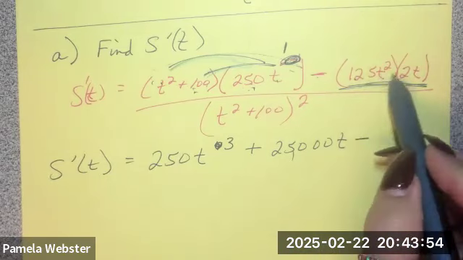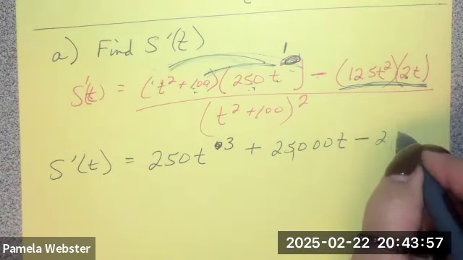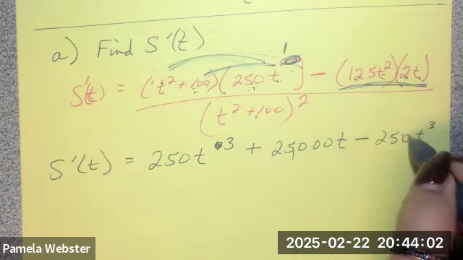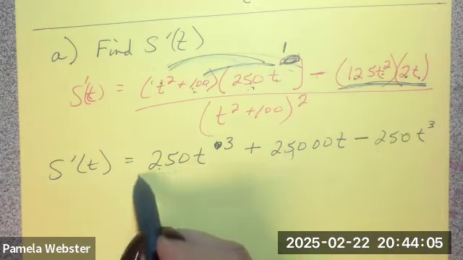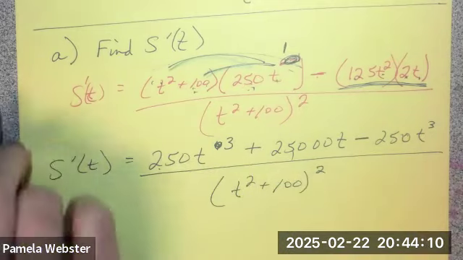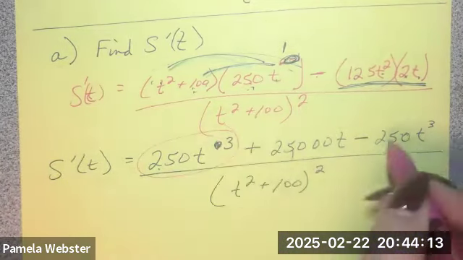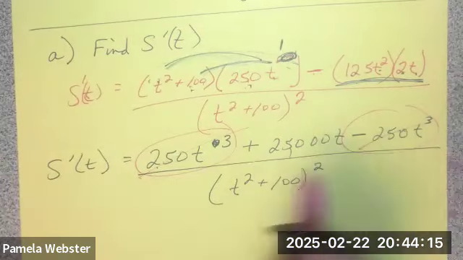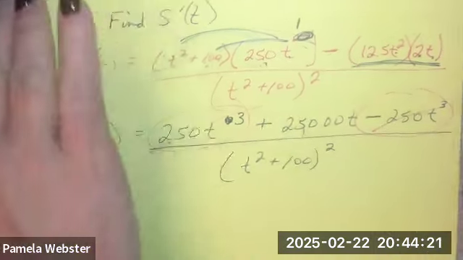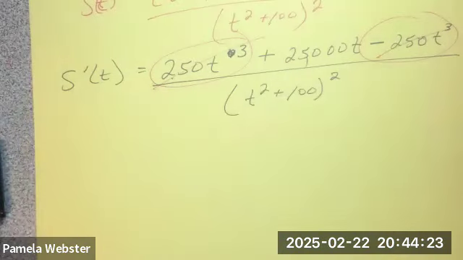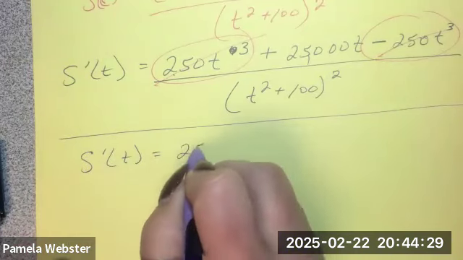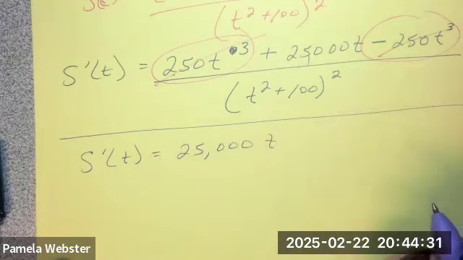It's minus 125 times 2, which is going to be 250, and the t squared times the t is going to be t cubed. Okay. That kind of looks interesting to me because, hey, look, those are going to go away. The bottom is just right there. These are opposites. They're going to go away. They reduce out, however you want to think about that. Okay. And then I've got S prime of t equals 25,000 t.